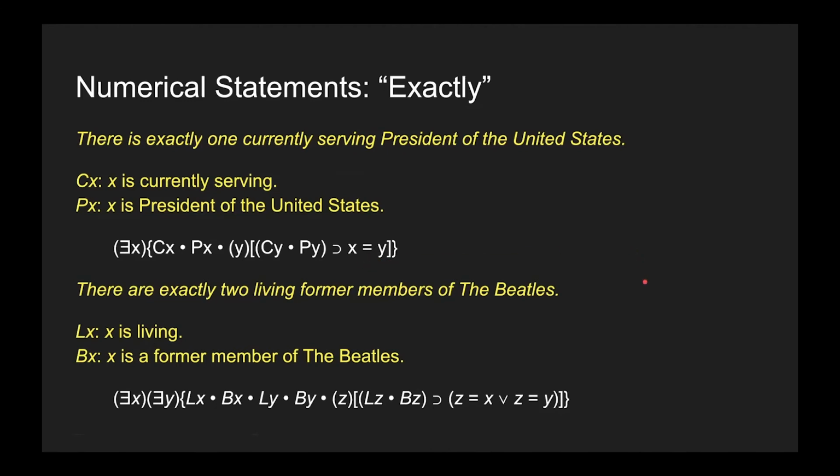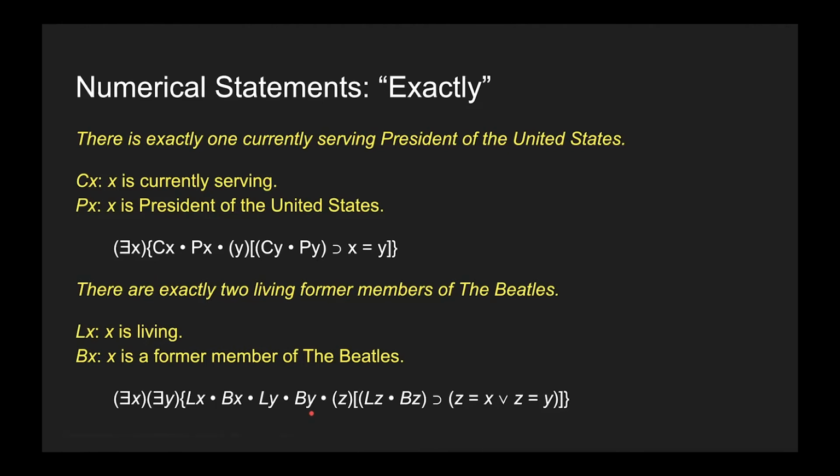Here's another example that's a little more complicated. There are exactly two living former members of the Beatles. So we've got a couple of predicates. LX stands for X is living. BX stands for X is a former member of the Beatles. And we've got a fairly lengthy string of logic notation that I'm going to break down for you here. This sentence commits us to the fact that there are two living former members of the Beatles. So there exists some X, there exists some Y, such that X is living and a former member of the Beatles, and Y is living and a former member of the Beatles.